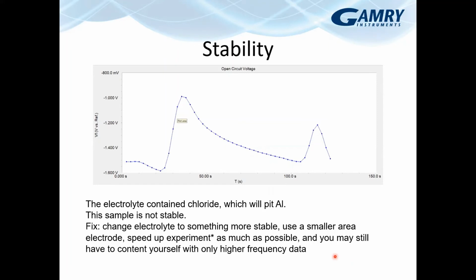And the last thing is, unfortunately, if your sample is not stable enough, you may just not be able to get the low frequency data out of it, which is unfortunate because low frequency data tends to be more information rich. But if your sample just isn't stable enough to get it, you're going to have to deal with not having that information. There's only so much you can do on the one side, and you have to deal with the physics and chemistry that happen at your electrode surface.